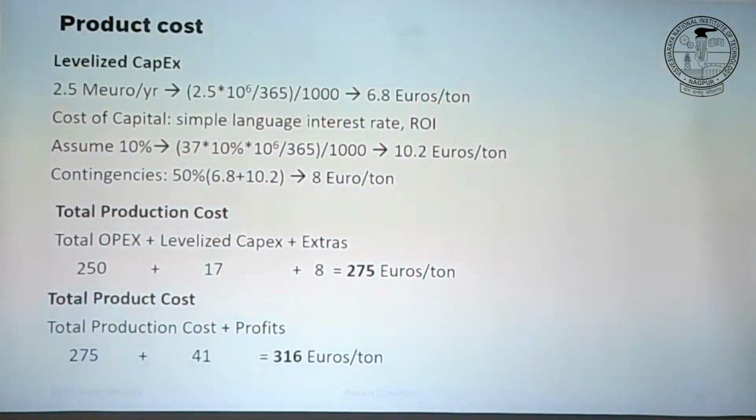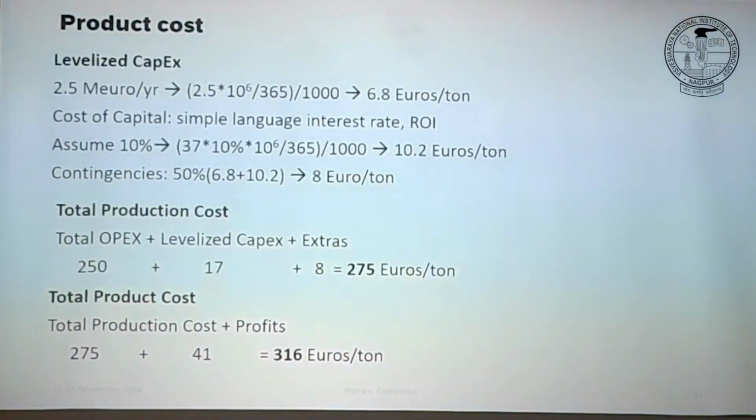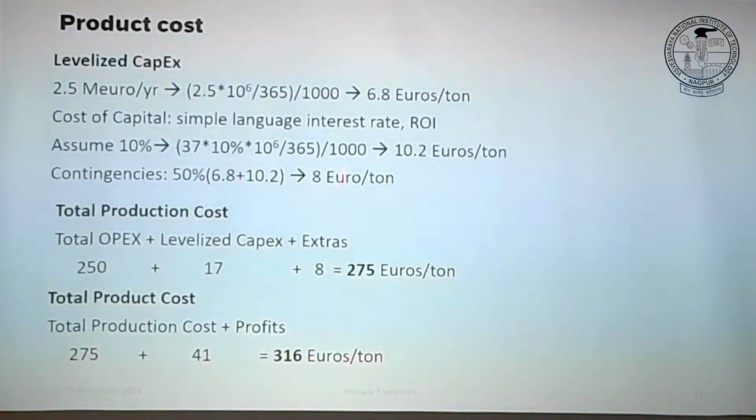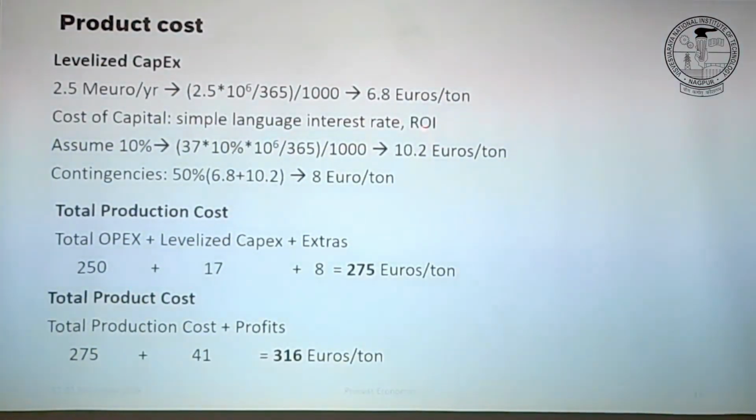10.2 I have to pay for every ton of methanol for our cost of capital, either internal or external. So that all together becomes 17. But then there are some hidden costs. Whenever you go to bank, they give you a fake card, don't tell you the hidden costs. So there are always some hidden costs here and there. So let's put some contingencies, 50%. With this, we already end up with this 17 and with this 8, so 275. So that's our variable costs.